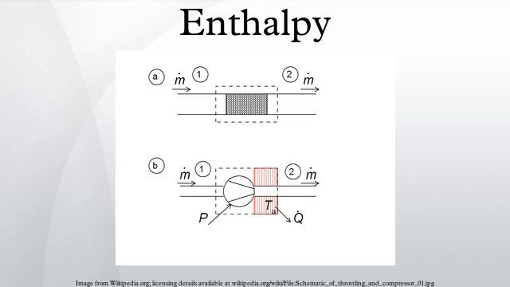Enthalpy is a defined thermodynamic potential, designated by the letter H, that consists of the internal energy of the system plus the product of pressure and volume of the system. Since enthalpy, H, consists of internal energy, U, plus the product of pressure and the volume of the system, which are all functions of the state of the thermodynamic system, enthalpy is a state function.